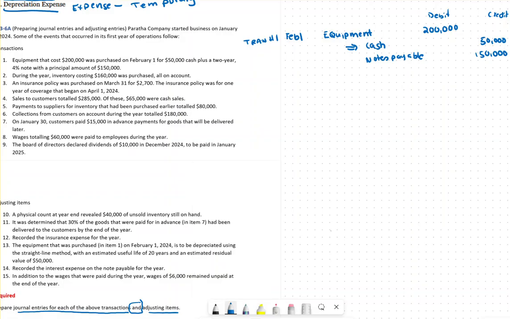We are going to go to transaction number 2. That is, there's no date. We are going to do transaction 2. During the year, inventory costing 160 was purchased on account.